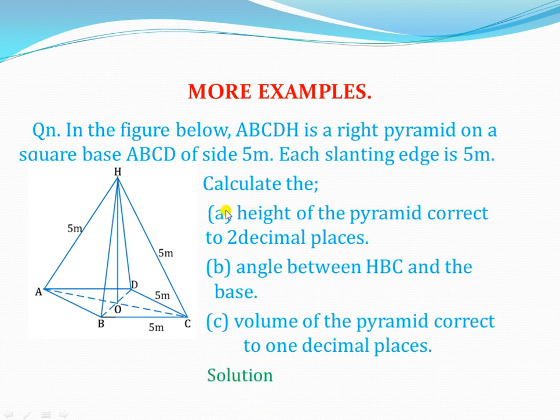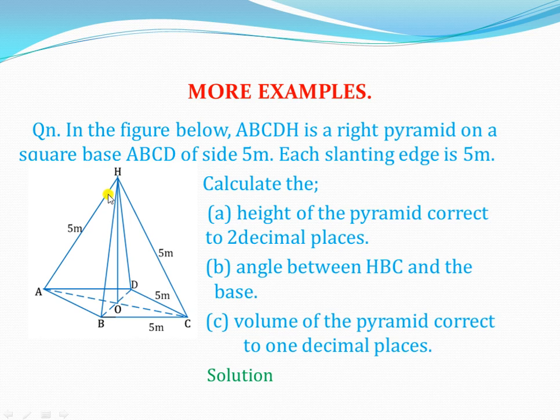Now, with part A, I want to specifically talk about part A first. If we are to find the height of the pyramid, correct to 2 decimal places, we are going to take any of the 4 right-angled triangles, which we said earlier could either be HOC, or HOA, or we can also take HOD, or we can take HOB. But remember, all of them will be forming an angle of 90 degrees at point O.